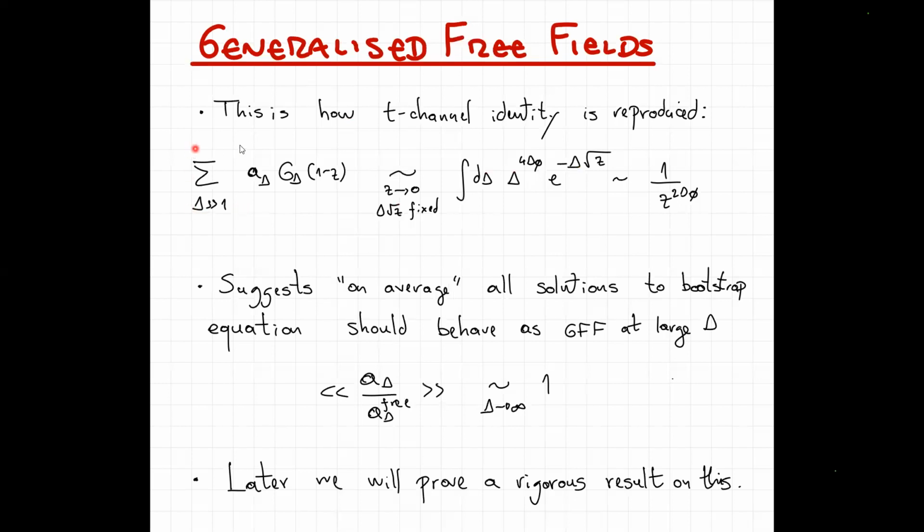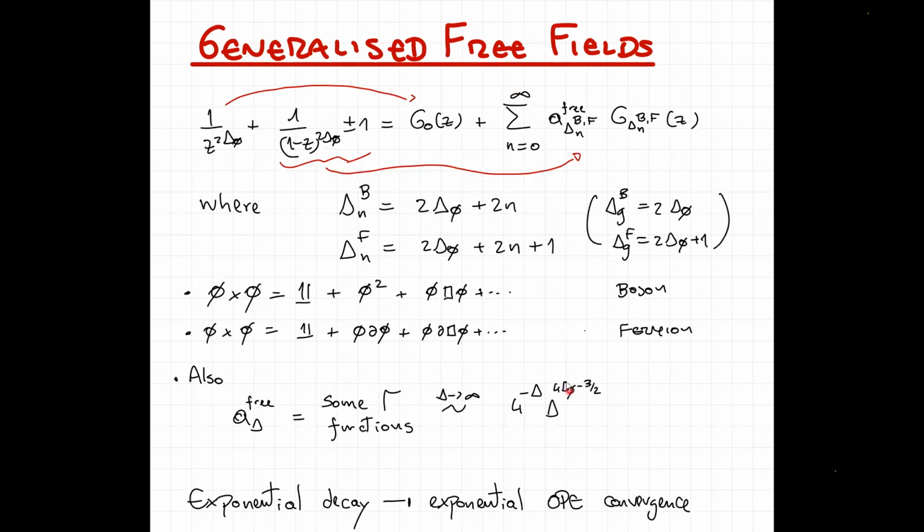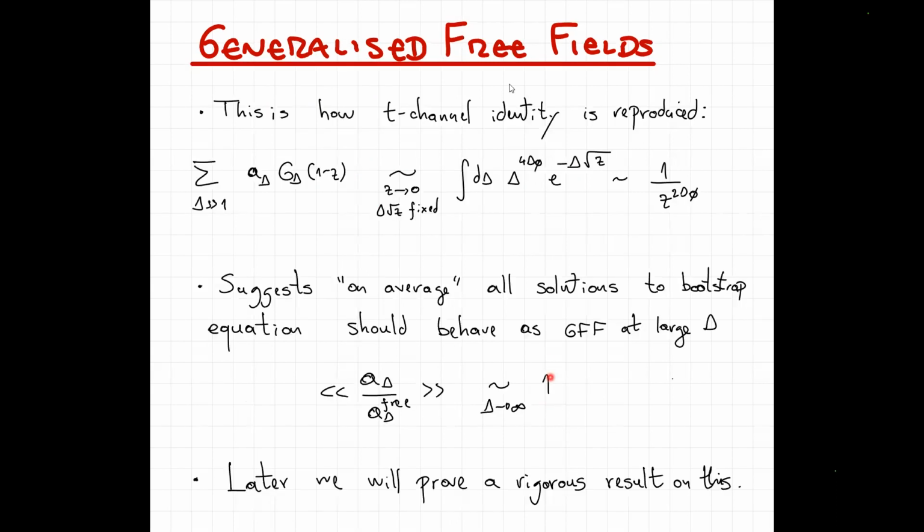To see this, let us consider the sum over states at very large scaling dimension. We already know what this OPE coefficient is. If you take the limit where z goes to zero, but at the same time you take the scaling dimension large, so that delta square root z is fixed, then this sum can be approximated by an integral over delta. This delta to the 4 delta phi, you see, is coming from here. The exponential dependence has canceled against a similar exponential dependence in the conformal block, and the conformal block also contributes this factor. Now this integral you can do, and it gives you the power law.